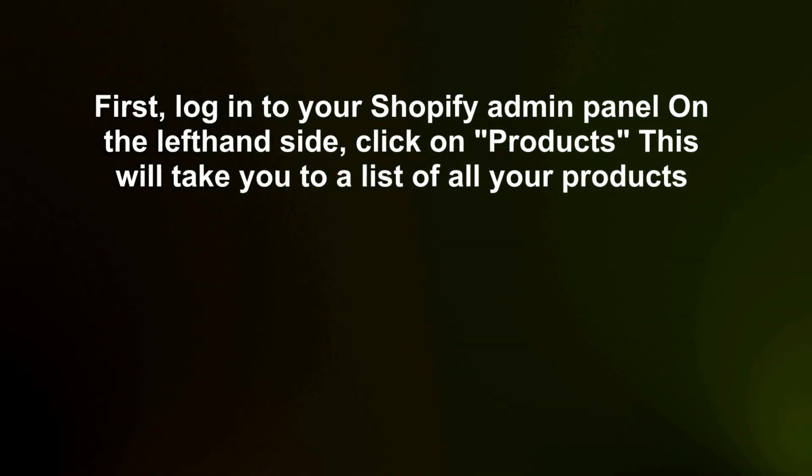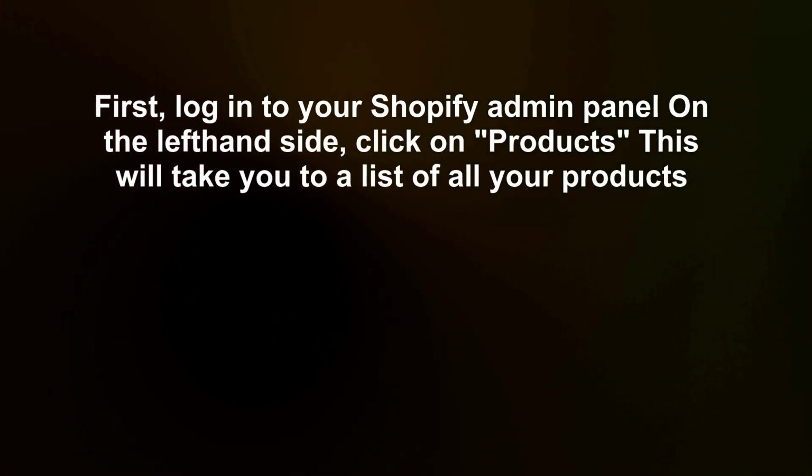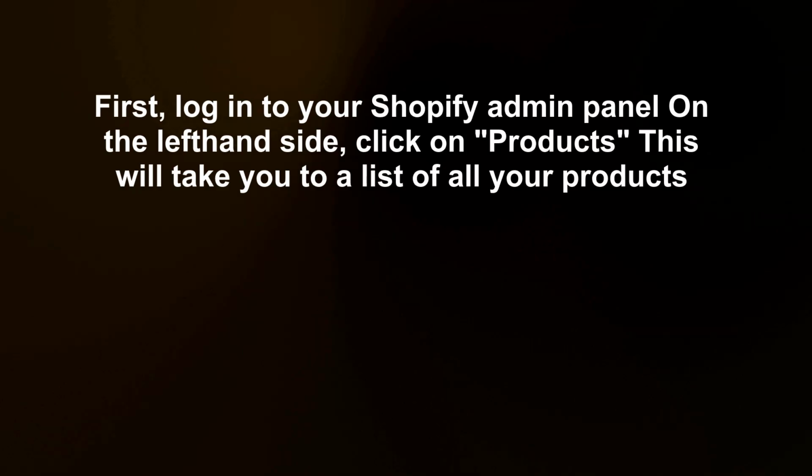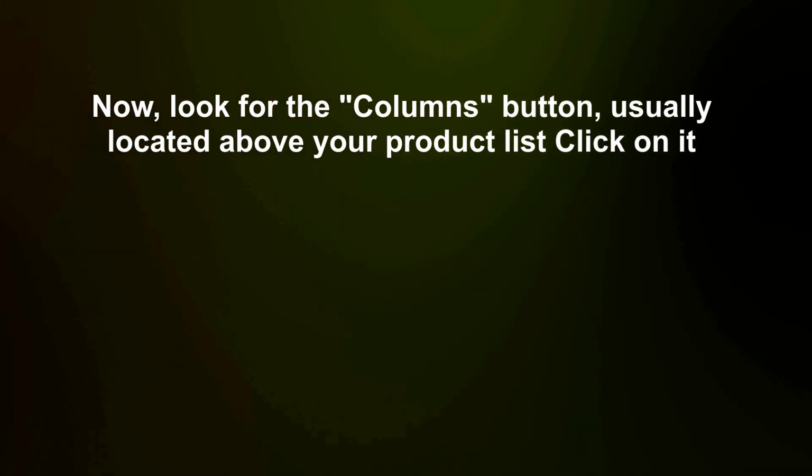First, log into your Shopify admin panel. On the left-hand side, click on Products. This will take you to a list of all your products. Now, look for the Columns button, usually located above your product list.